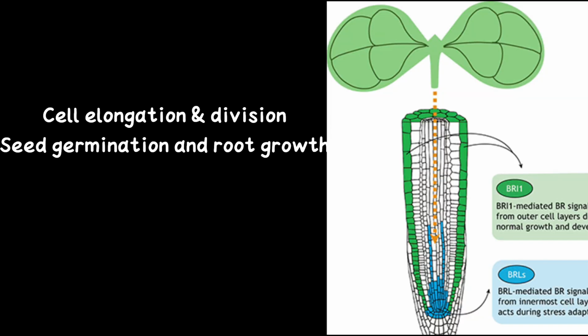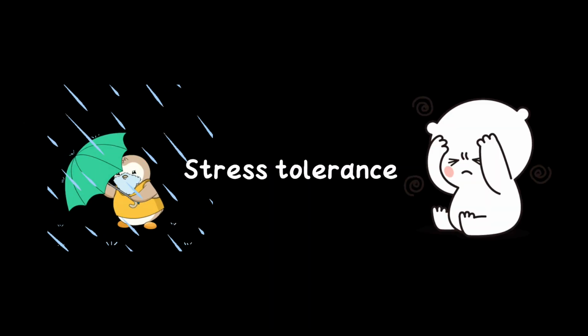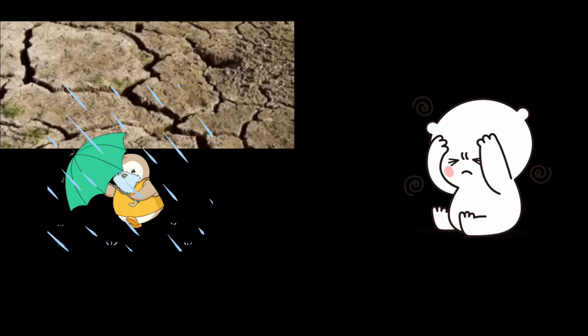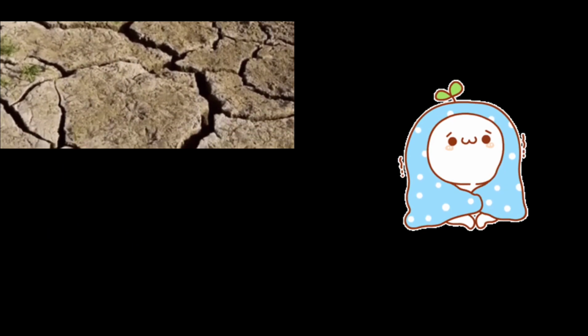So, first we will know what is this growth regulation. It stimulates cell elongation and division. It promotes seed germination and root growth, and it enhances vascular differentiation. If we see stress tolerance, it helps the plant to cope with environmental stress like drought, salinity, extreme temperature, and heavy metals. It regulates the antioxidant system in plants.